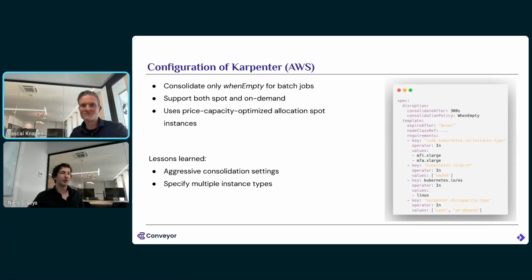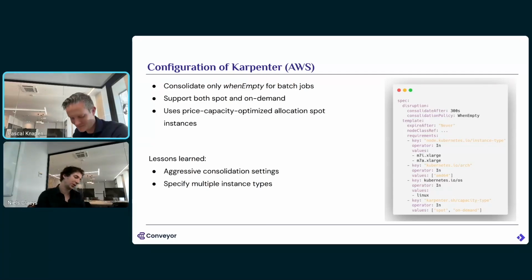Some small attention points and things that we noticed. Karpenter has a lot more aggressive consolidation, which basically means deleting nodes, than the cluster autoscaler. Something to watch out for. And that's also the reason why we use the when empty strategy. Again, only remove empty nodes, not underutilized ones.